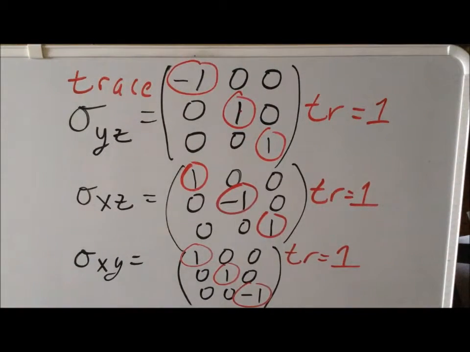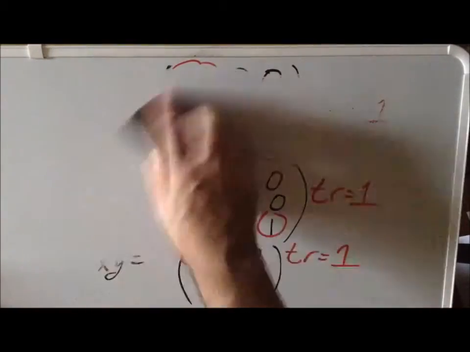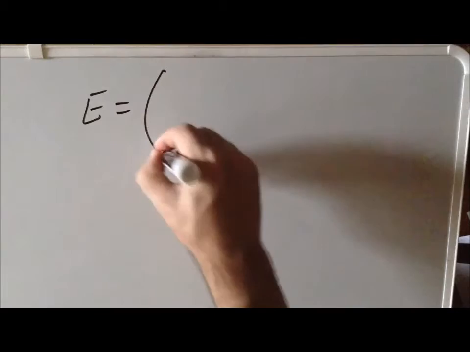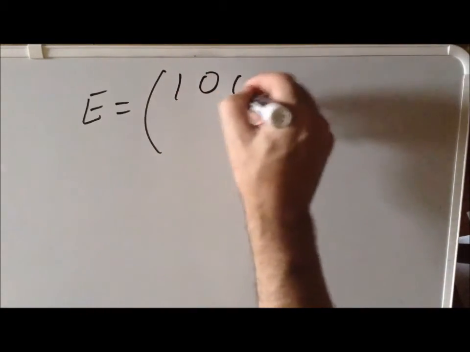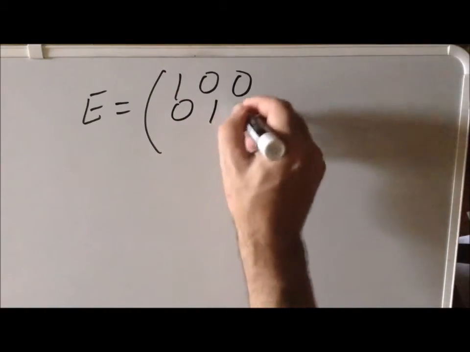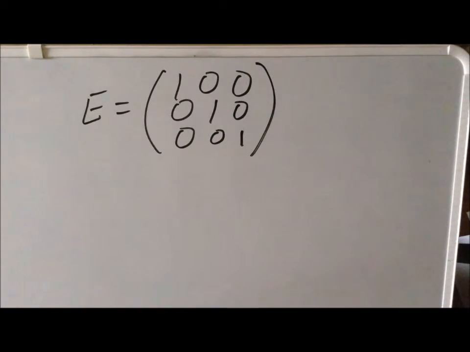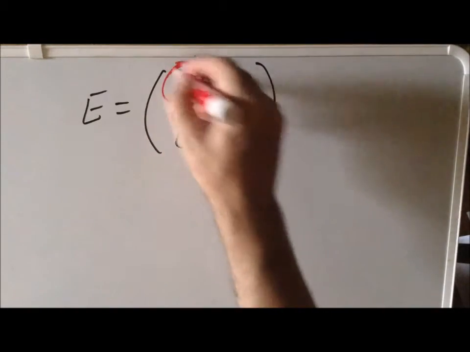The easiest one we've done so far is the E matrix. And recall that we have 1, 0, 0, 0, 1, 0, 0, 0, 1. So if I compute the trace, I'm adding up the entries that are along the diagonal. And if I add those together, I get that the trace for the identity is going to be 3.